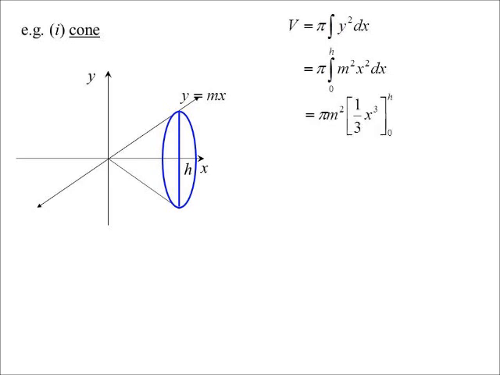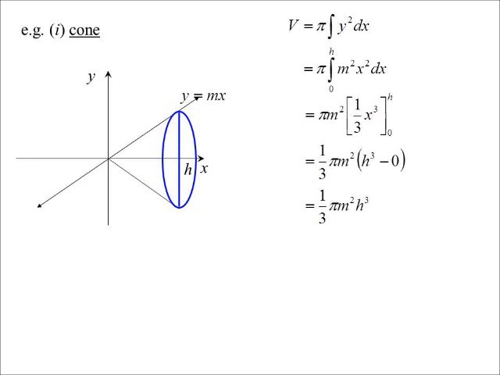So add 1 to the power over the power, substitute in h, substitute in 0, and there's our formula for the volume of a cone. I'm sure you recognise it. 1/3 pi m squared h cubed. And I saw someone there nodding and go, yes, I recognise it. No, you don't. That's not the formula for the volume of a cone. That's not what you were used to seeing.